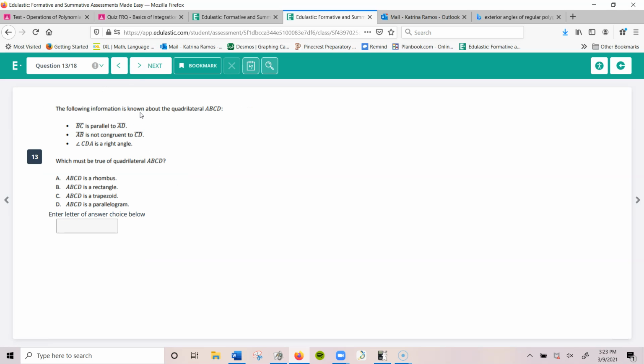The following information is known about quadrilateral ABCD. BC is parallel to AD. AB is not congruent to CD. And angle CDA is a right angle. Which must be true of quadrilateral ABCD?